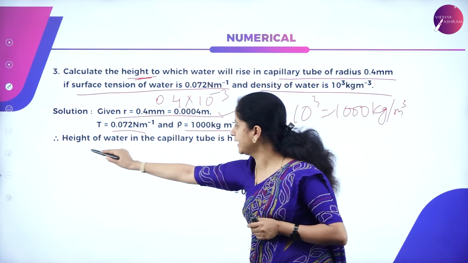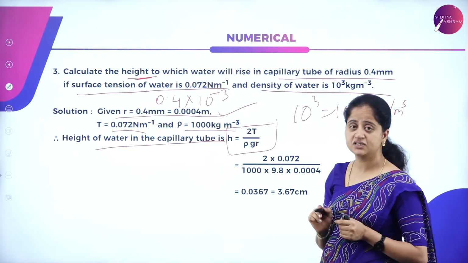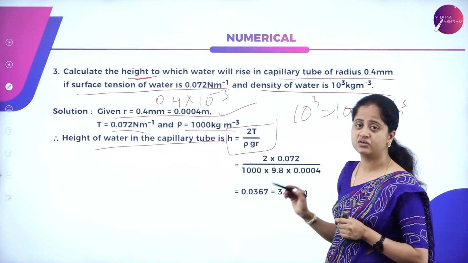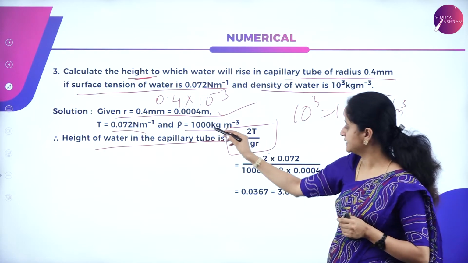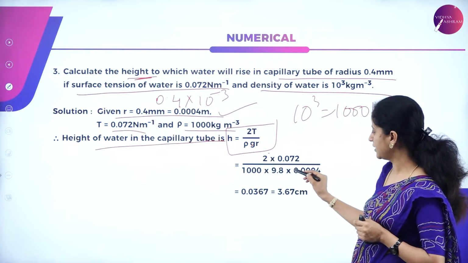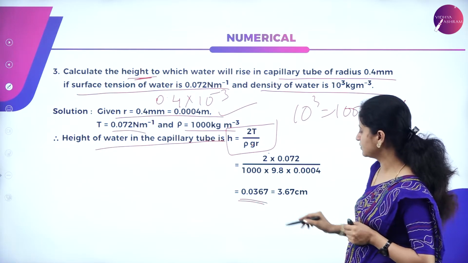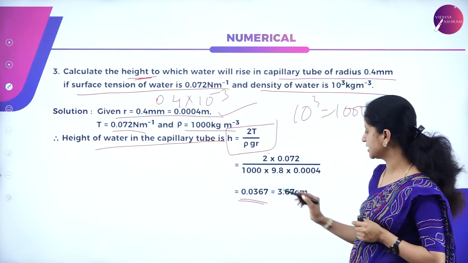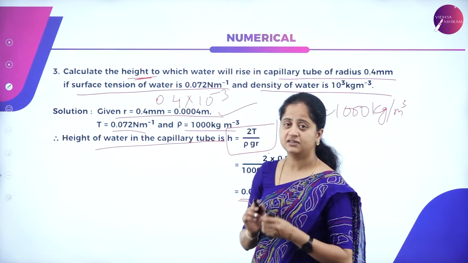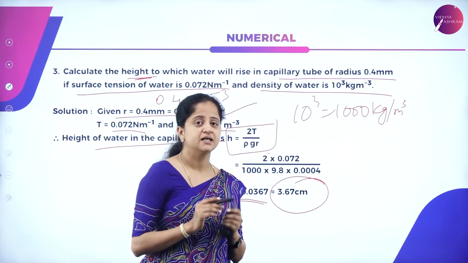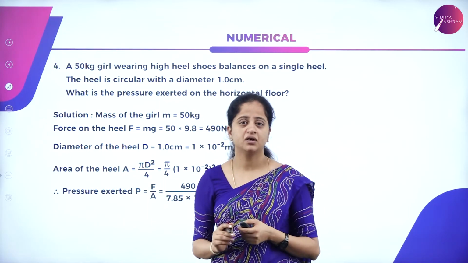Now we have to find the height of water in the capillary tube, that is H equals 2T divided by rho g r. Let us now substitute all the values what we have. So 2 into 0.072 divided by rho, which is the density, so 1000 into g value is 9.8 into the radius 0.0004, and we get the value 0.0367 after simplification. This can also be written as 3.67 centimeters. So this is the height of the capillary rise in the tube. So if you know the formula, it is so simple to get the solutions for all these problems.